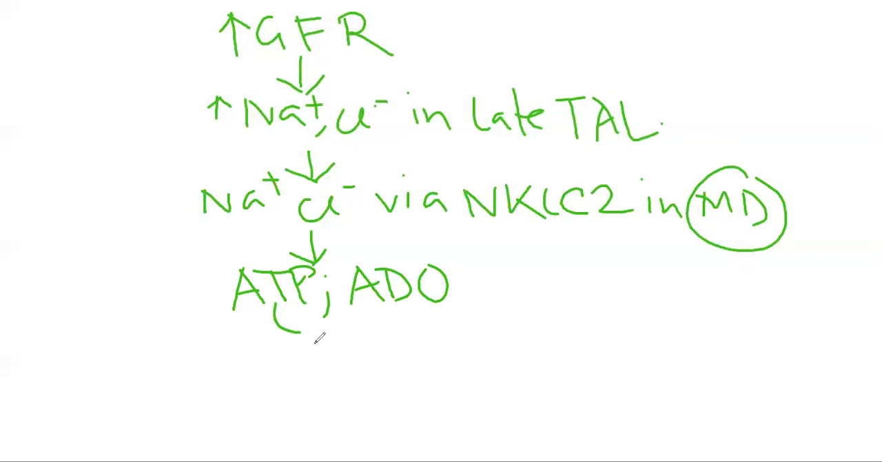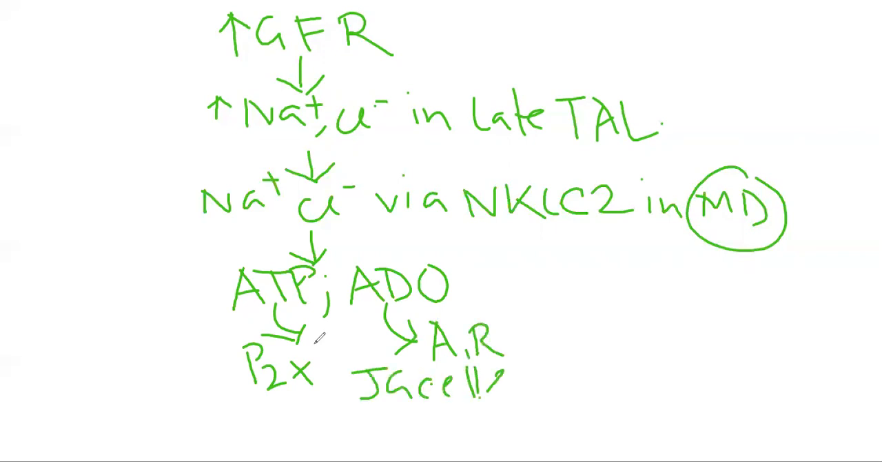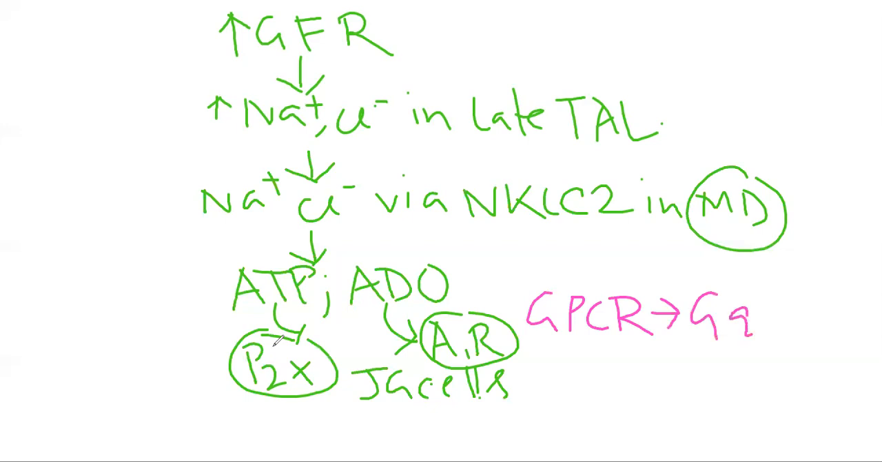Now this ATP will work on the purinergic P2X receptor, and adenosine will work on the adenosine A1 receptor present in the JG cells. These are basically G protein coupled receptors with action similar to Gq. So Gq mediated action will lead to phosphorylation of the protein kinase C. This phosphorylation of the protein kinase C will ultimately lead to increased calcium ion influx.